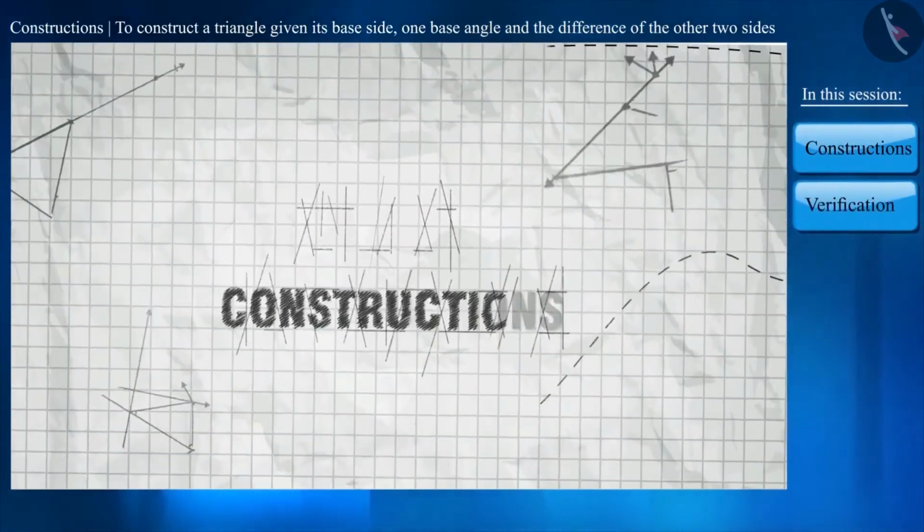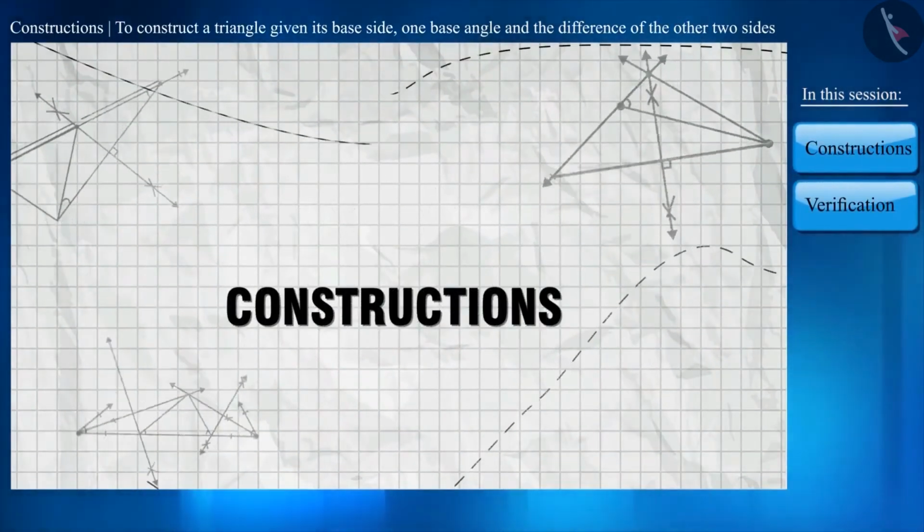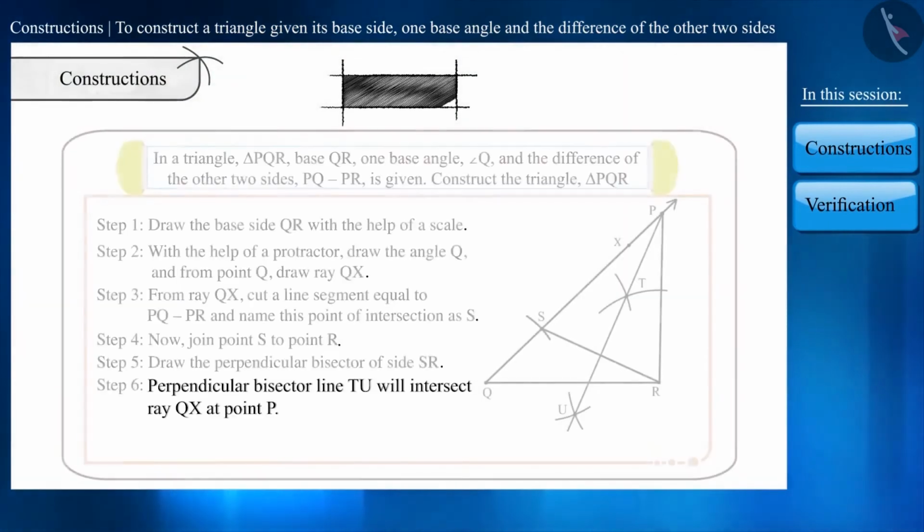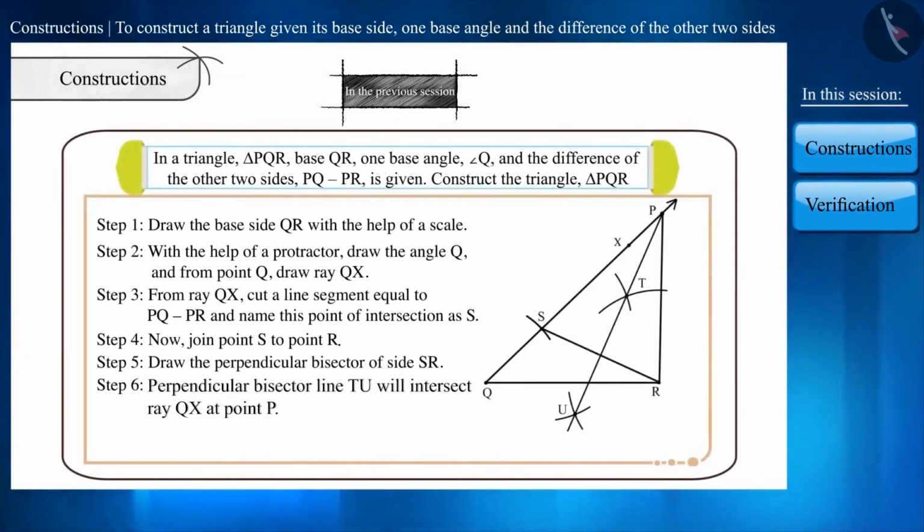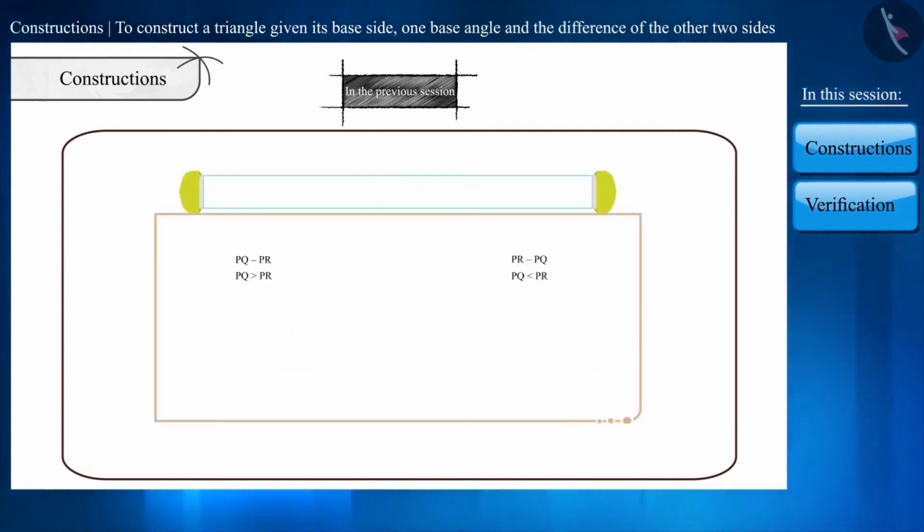Hello friends, welcome to this video on constructions. In our previous video, we discussed the construction of a triangle. Construction of such a triangle where the length of the base side, a base angle, and the difference of the other two sides is given.